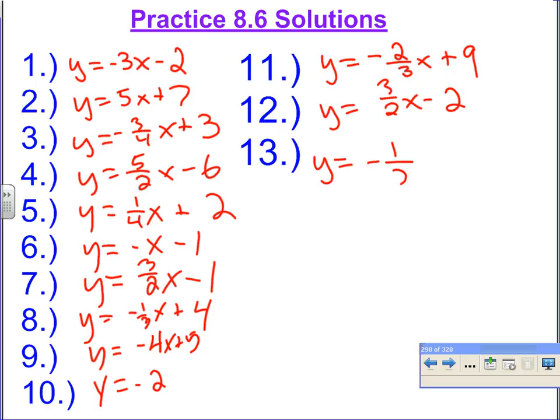Close. 10? Good job. Plus 3. Your y-intercept in the table they gave you, 0, 3. So you just messed up on the B part, Ray.